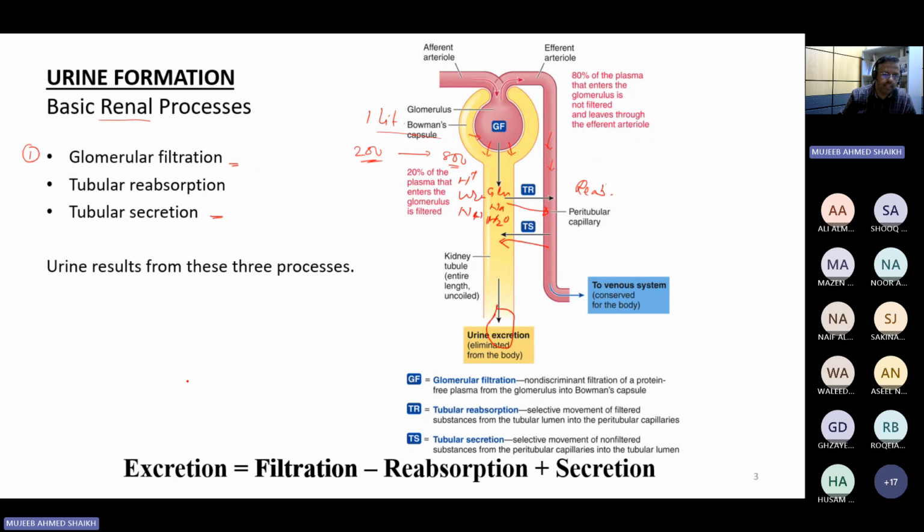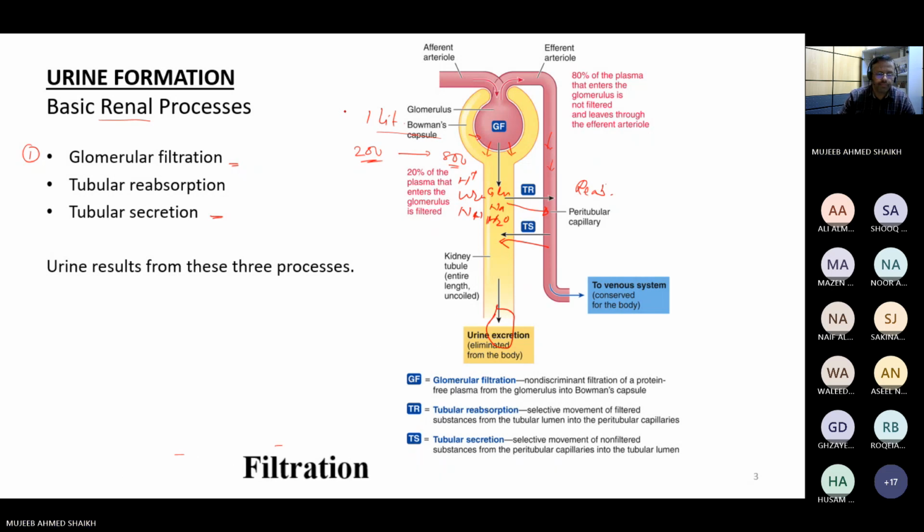So we can say that the formula for urine formation or urine excretion is equal to filtration minus reabsorption, because this is taken back in reabsorption, then adding secretion. So secretion will be added. This is the final formula for urine formation. Now in today's lecture we will talk about filtration, the first step.